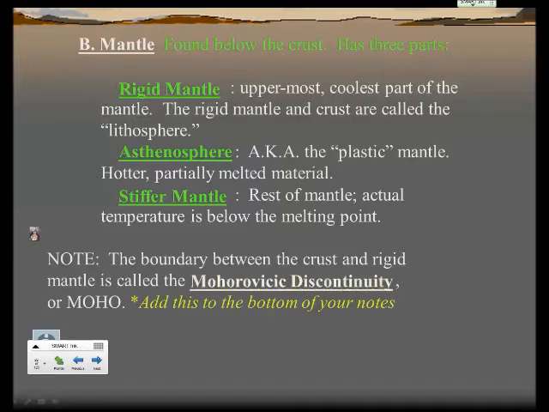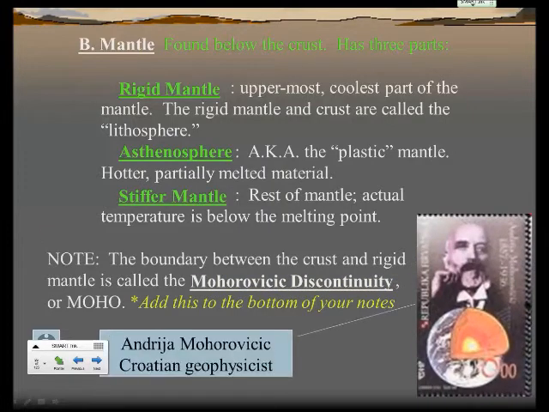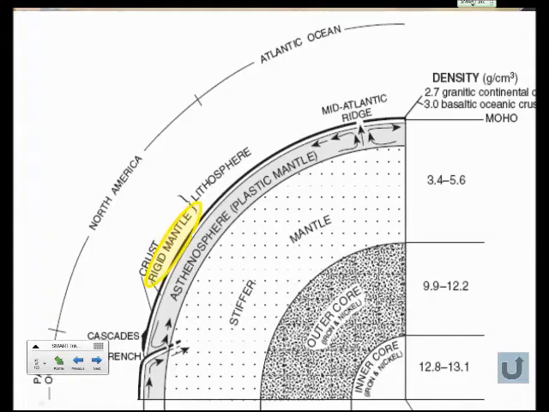So it's not melted. The boundary between the crust and the rigid mantle has a special name in your reference tables. It's called the Moho, named after the Mohorovicic discontinuity. I can never say that. And there's the scientist, Andrija Mohorovicic, I think that's how you pronounce it, a Croatian geophysicist. There's a stamp in his honor. And he discovered this boundary looking at seismic waves.